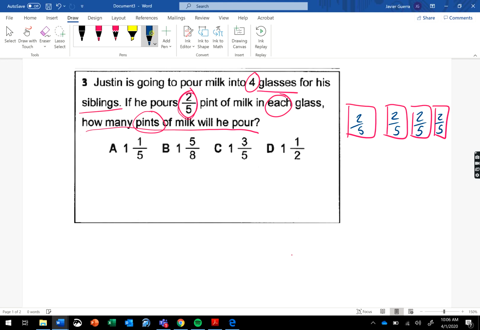2/5. Okay. Since each one has 2/5, am I dividing it up or should I multiply between? Because that's the each, right? This could be multiplication or division.